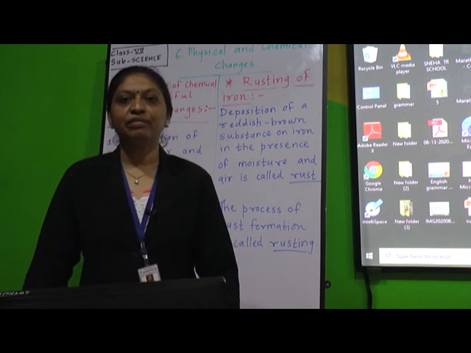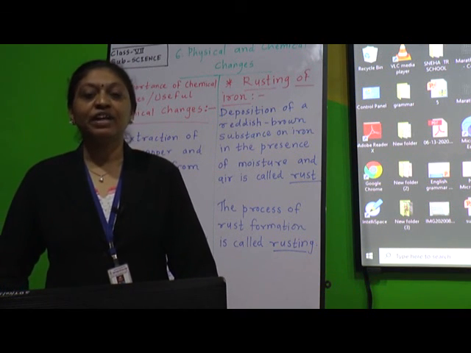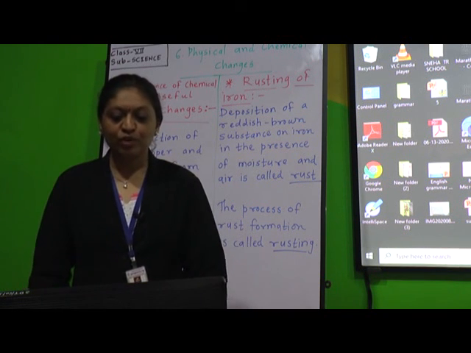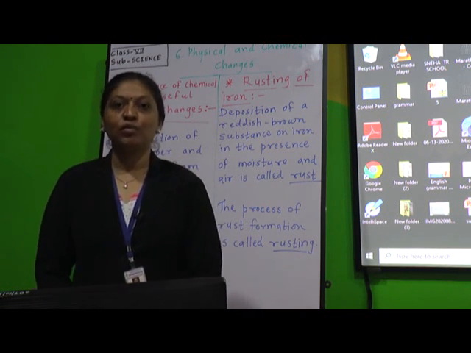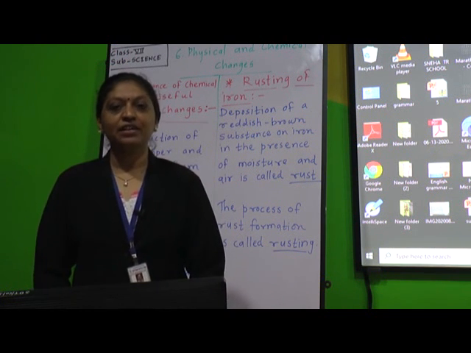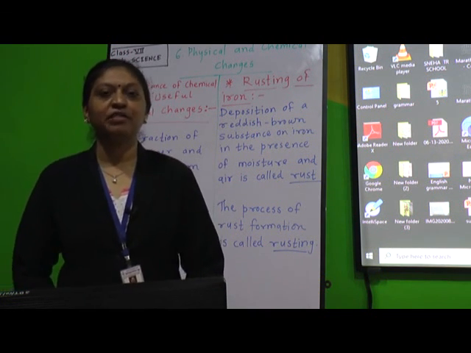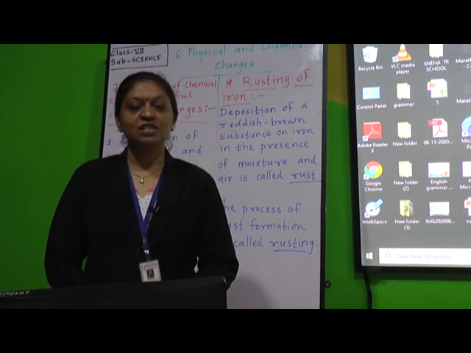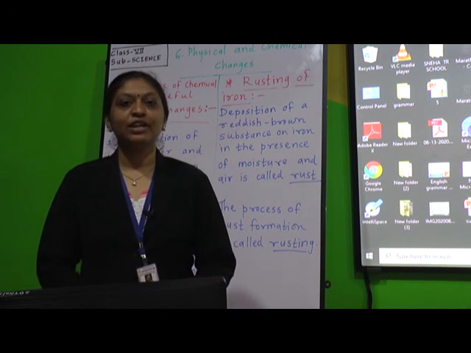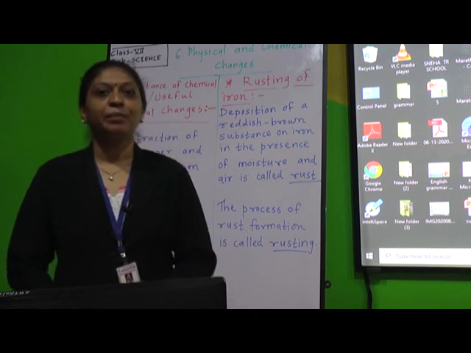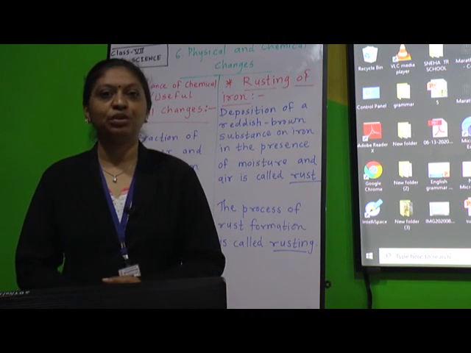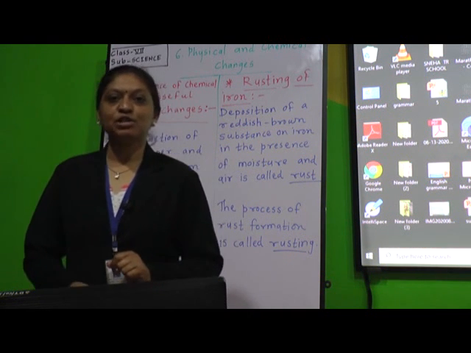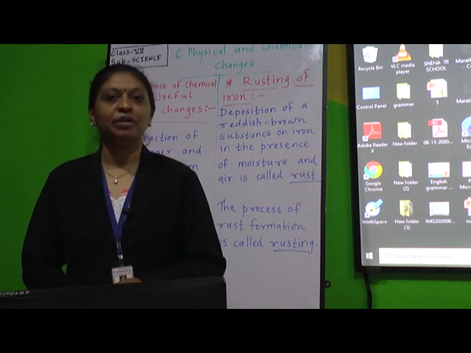We discussed different examples of chemical reactions. The first example was the reaction between copper sulfate and iron nails or an iron blade. Then we discussed vinegar and baking soda, the reaction between vinegar and baking soda. Then another example we took, the reaction between CO2 and lime water. These examples we discussed as chemical reactions or chemical changes.